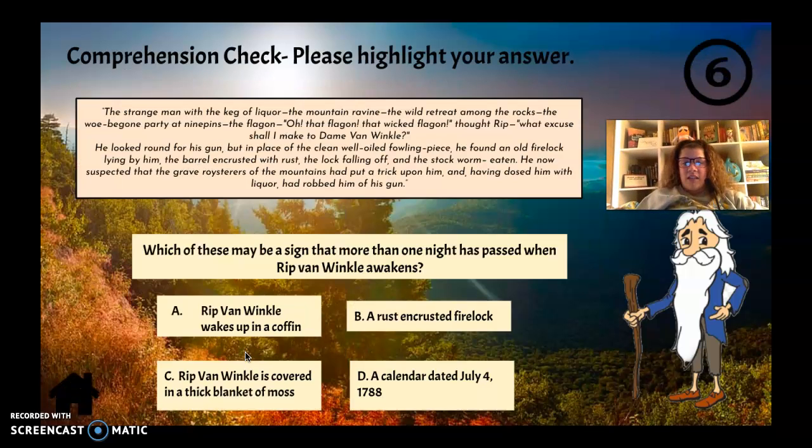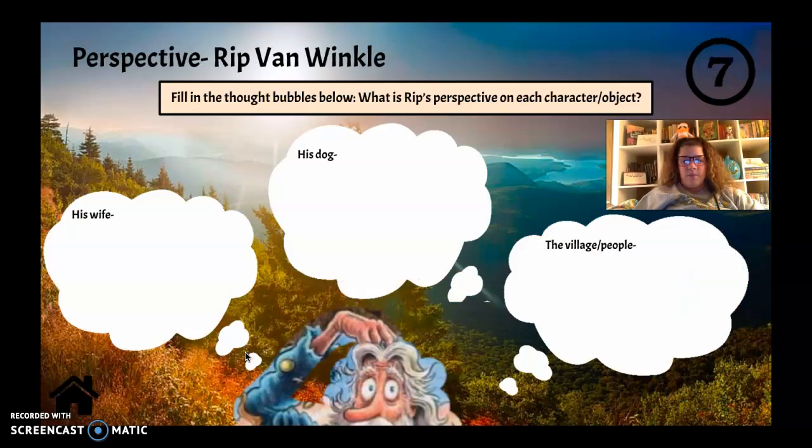Comprehension check number 6. You're going to highlight your answer. The question is, which of these may be a sign that more than one night has passed when Rip Van Winkle awakens? Okay, so pick your best choice.